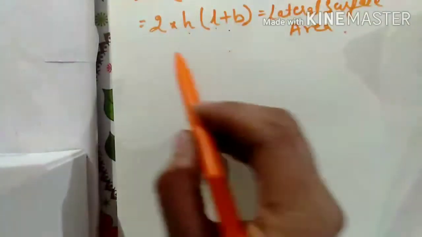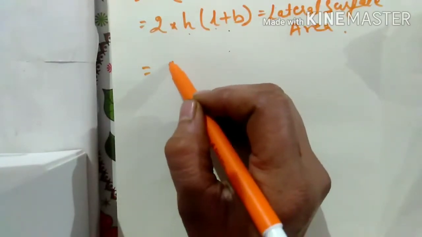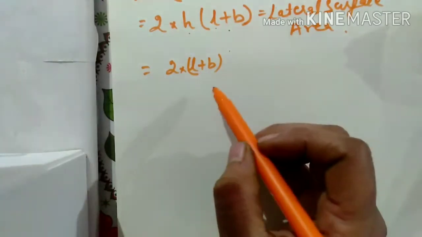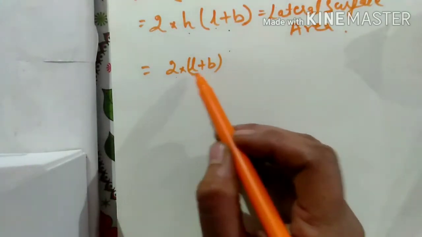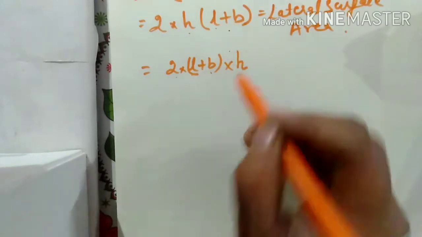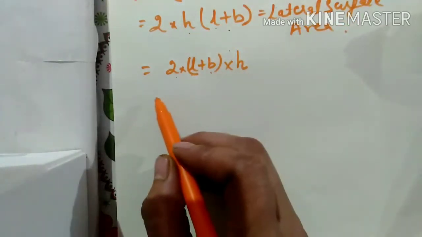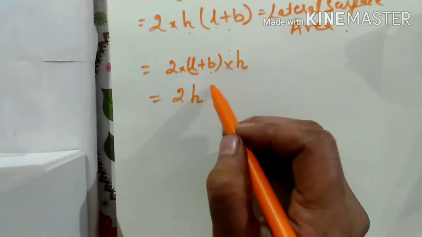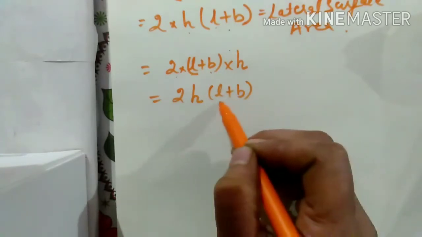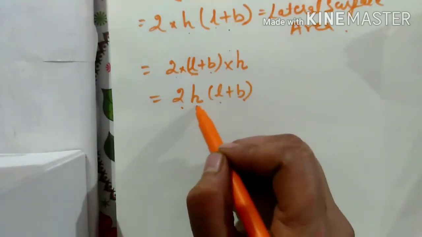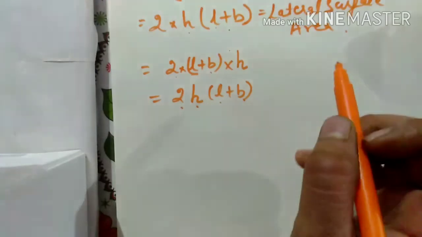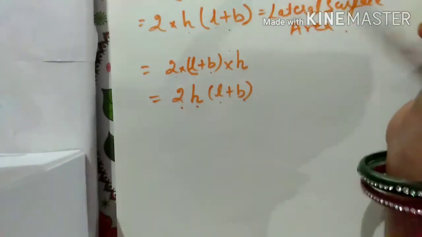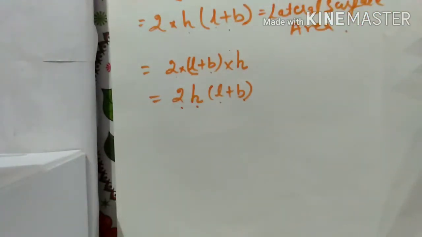Now for the lateral surface area, if you remember, 2 into (L plus B) is the perimeter of a rectangle. So 2 into (L plus B) multiplied by H is the lateral surface area. The perimeter is multiplied by the height, so length plus breadth, into 2, is the perimeter, into height. This gives the lateral surface area of a cuboid.